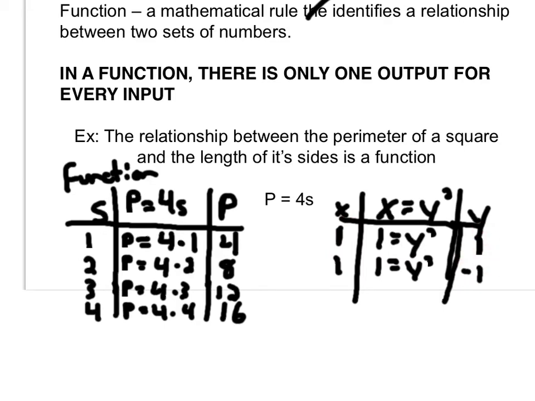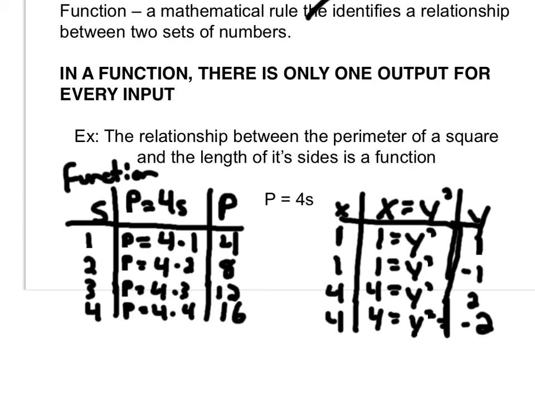Okay? Likewise, let's say I put in 4 for an input. And I want to know 4 equals what number squared? Well, one answer is 2, but another answer that I can get is negative 2. Okay? So the input 4 has more than one output. So this over here is not a function. Because for one input, there is more than one output. Okay? So that's what we mean when we say for every input, there's only one output. So this over here, not a function.